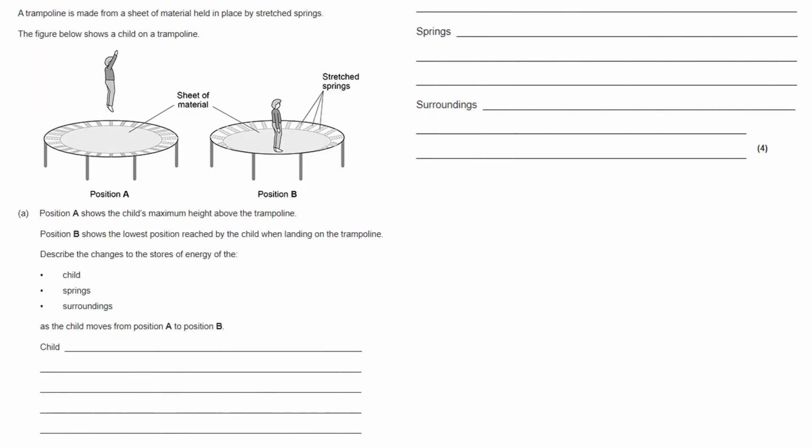Okay guys, time for an exam question. This one's about a person jumping on a trampoline, and you've got to describe the energy changes as they're falling, and then the energy changes as they're on the trampoline, and then to the surroundings. All right, pause the video and have a go.